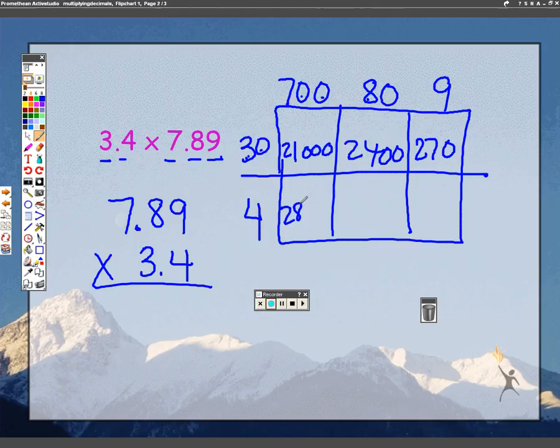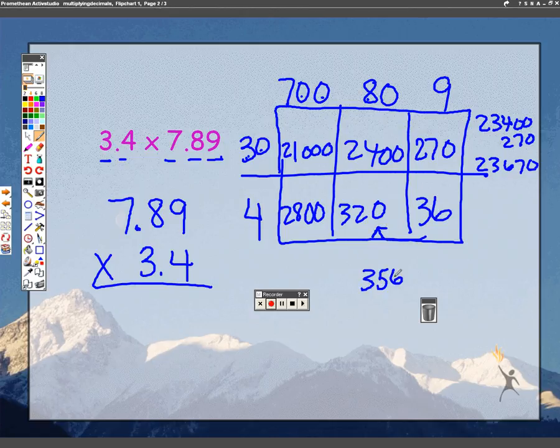4 times 7 is 28. Bring my 2 zeros down. 4 times 8 is 32. Bring down my 1 zero. 4 times 9 is 36. Now, when I add all these numbers up, it gives me the same answer as if I had multiplied here. So 21,000 plus 2,400 is 23,400 plus the 270 gives me 23,670 for this top row. Then I have 2,800 plus 320 plus 36. If I add these two numbers together, that gives me 356, plus the 2,800 is 3,156. So the bottom row is 3,156.